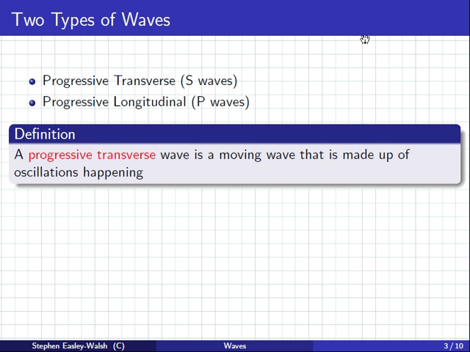So, a progressive transverse wave is a moving wave that is made up of oscillations. You know this word, oscillations. And what's key here is that the oscillations happen perpendicular to the direction of energy transfer. So for example, guys, can you look at me 1 second? If the wave is moving towards you, then the oscillations are perpendicular. Do you understand? So for the exam, the key word here is perpendicular. Okay?